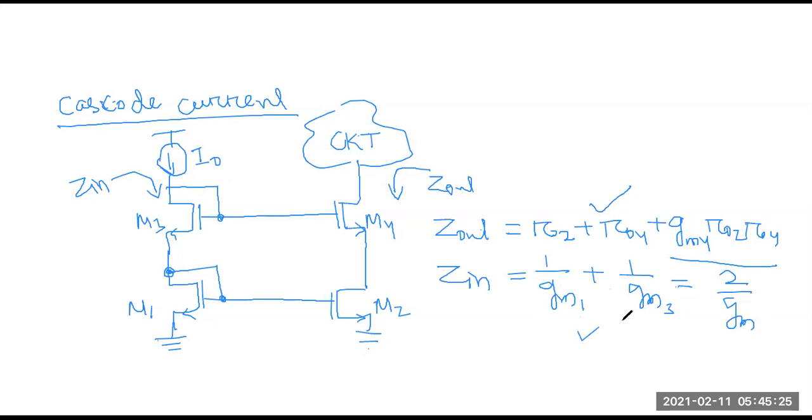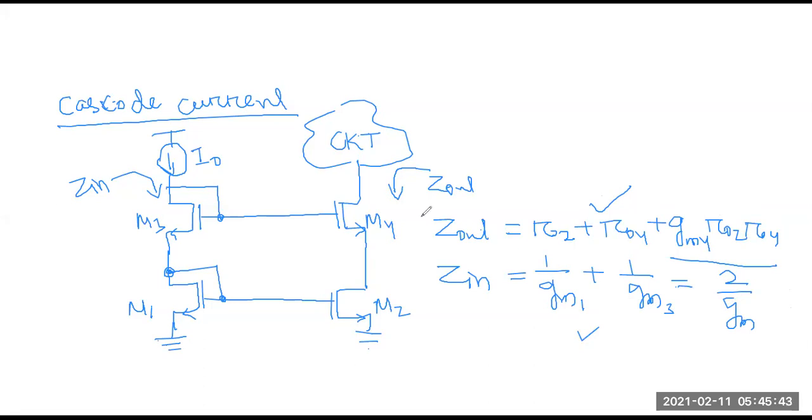Disadvantage, cannot say disadvantage because it slightly increases the input impedance to 2 by GM instead of 1 by GM. Okay, you can say it's a disadvantage. But the major advantage is your output resistance is very, very high. Okay. So this is a perfect current mirror.